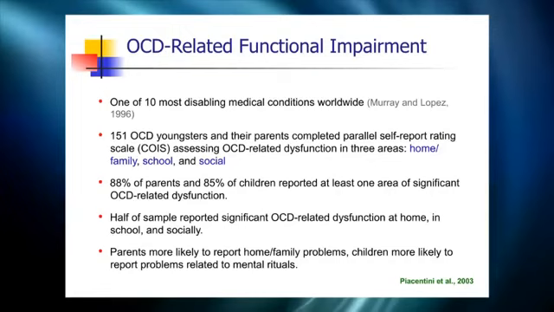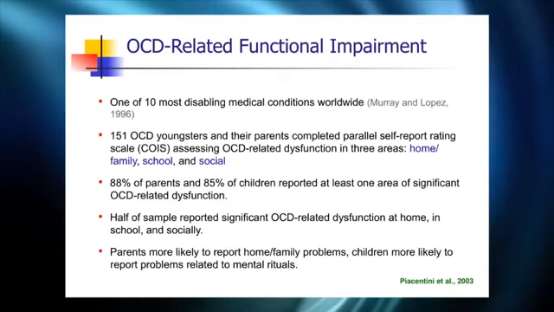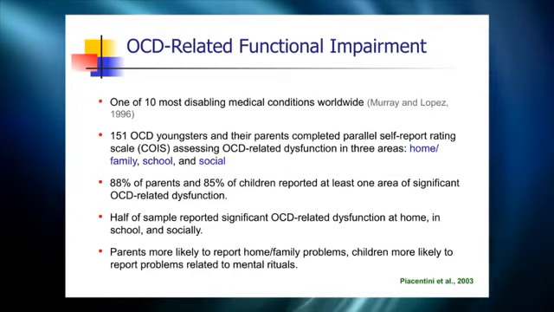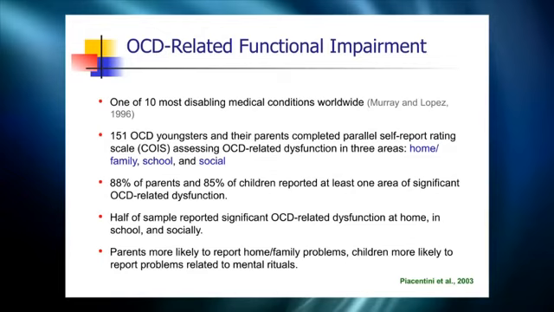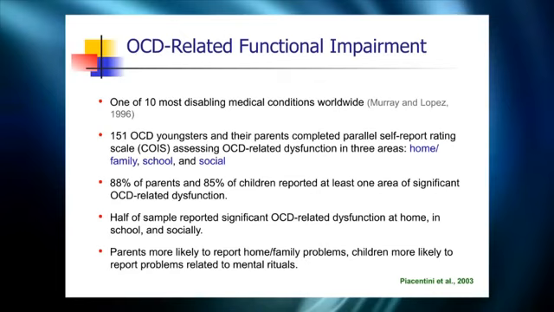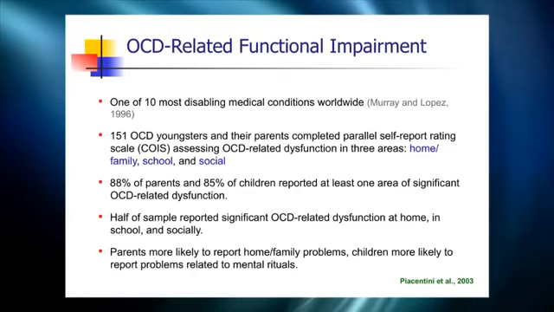OCD is a very impairing condition in terms of functional impairment and disability, one of the 10 most disabling conditions worldwide. And I think it's probably second or third among the psychiatric disorders in terms of associated impairment. We have done some research in this area and developed a rating scale called the Child OC Impairment Scale. And we found in the initial study looking at this measure that 88% of the parents and 85% of the kids reported at least one area of significant OCD-related dysfunction. So it's very common. It's almost definitional to find some significant impairment associated with the disorder.